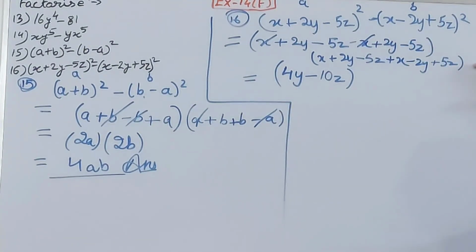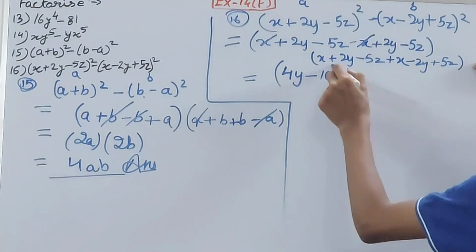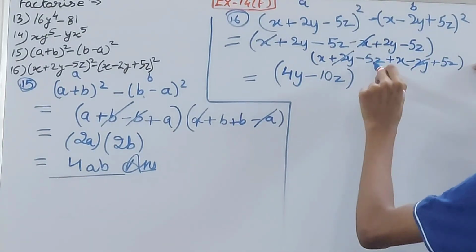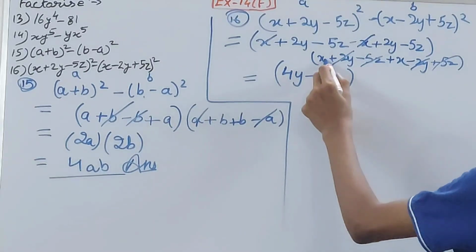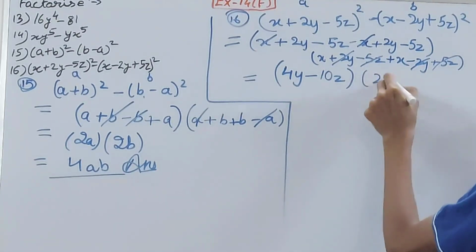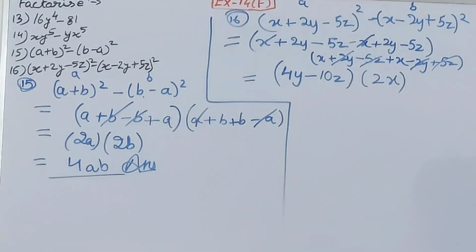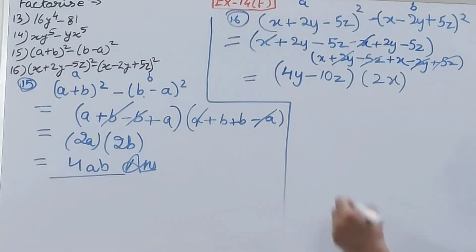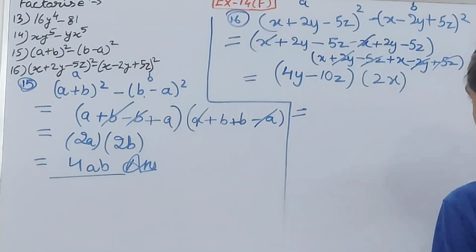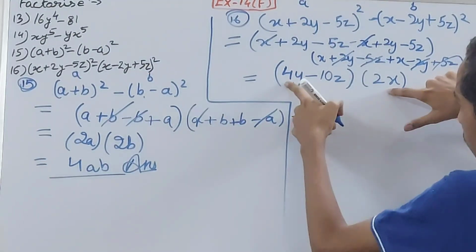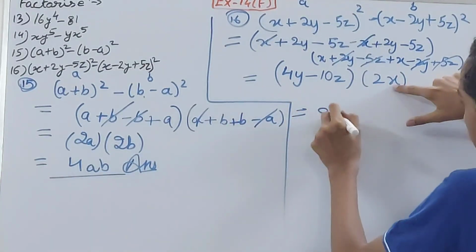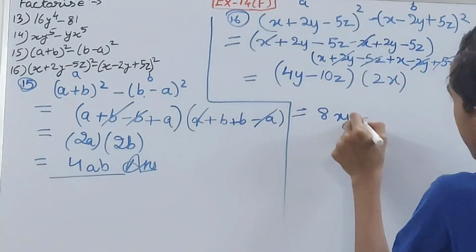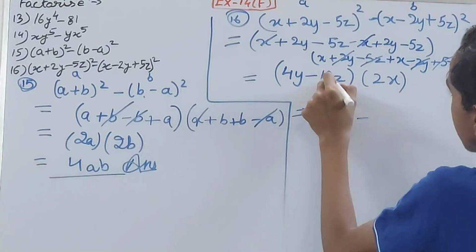Now come to the second bracket. Can we cancel anything here? Plus 2y minus 2y we can cancel, minus 5z plus 5z we can cancel. So we are left with x plus x, that means 2x. Now we can solve this further on by simple multiplication. So 2x into 4y, that means 4 into 2 is 8, x into y, 8xy, minus 2x into 10z, minus 20xz.